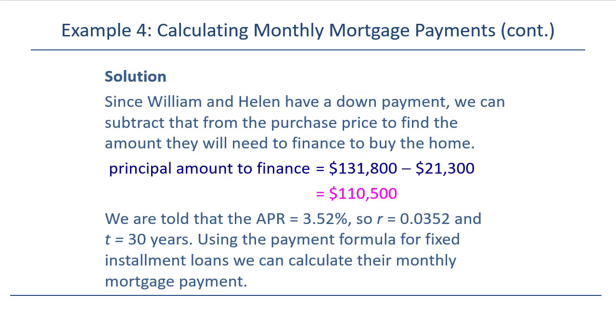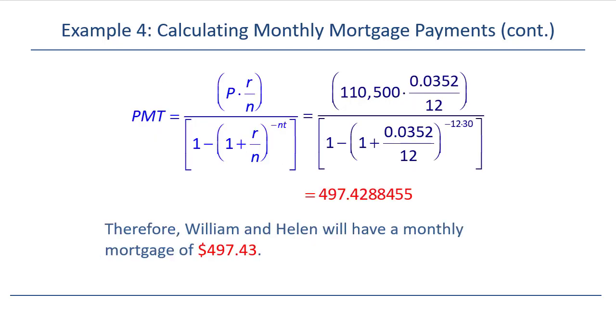Well, first we got to figure out how much they're going to finance. So we take the price, we subtract the down payment. We can see they're only going to finance $110,500. Put all the rest of the stuff into the formula. Remember, your APR is always as a decimal and is always divided by 12 because we're always doing monthly payments. Did it for 30 years, and we see that we're paying $497.43, or about $500 a month, to pay off the home. Now, here's something that most lenders don't tell you.